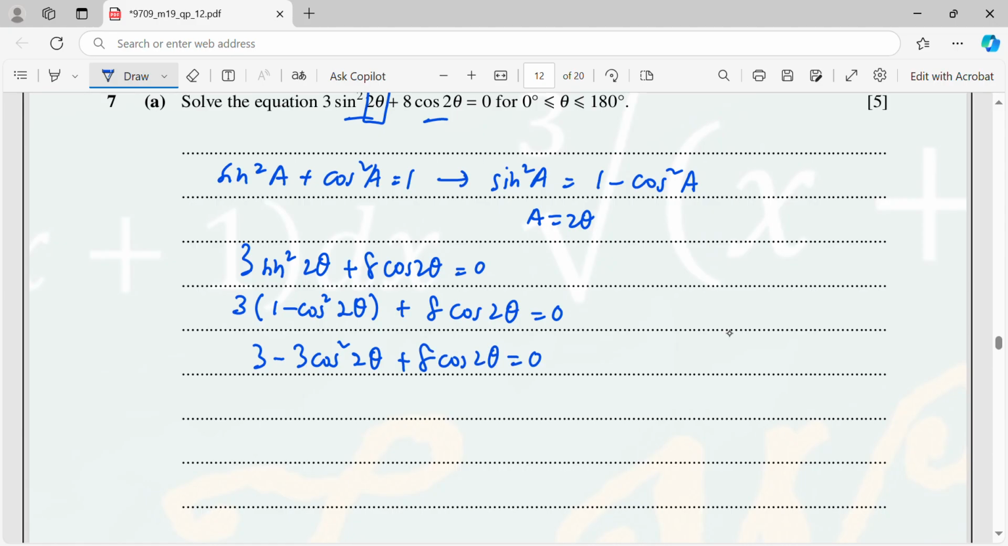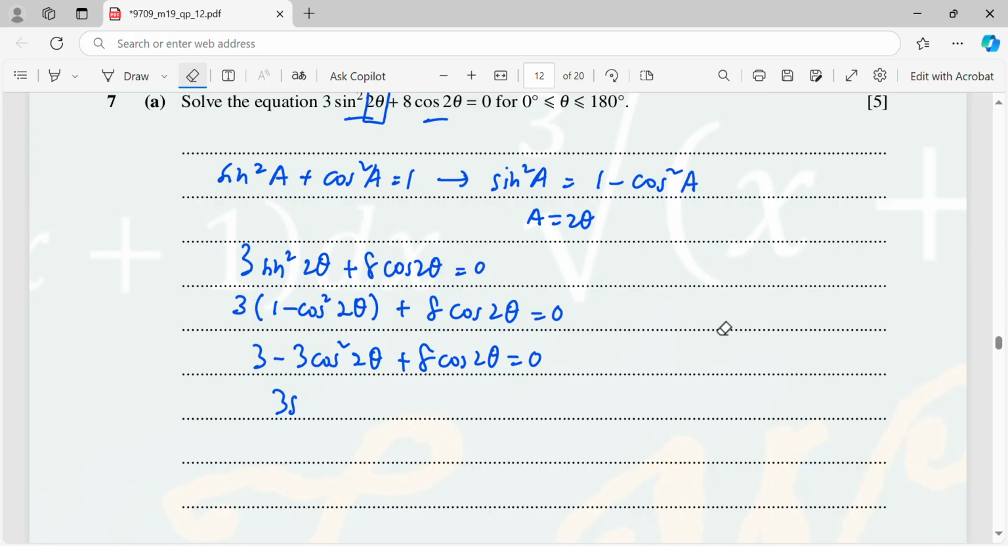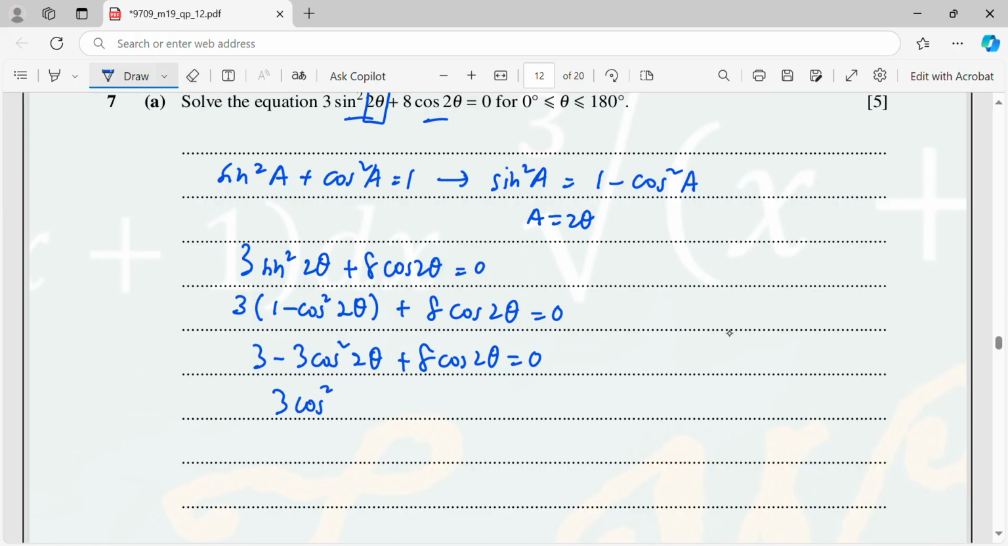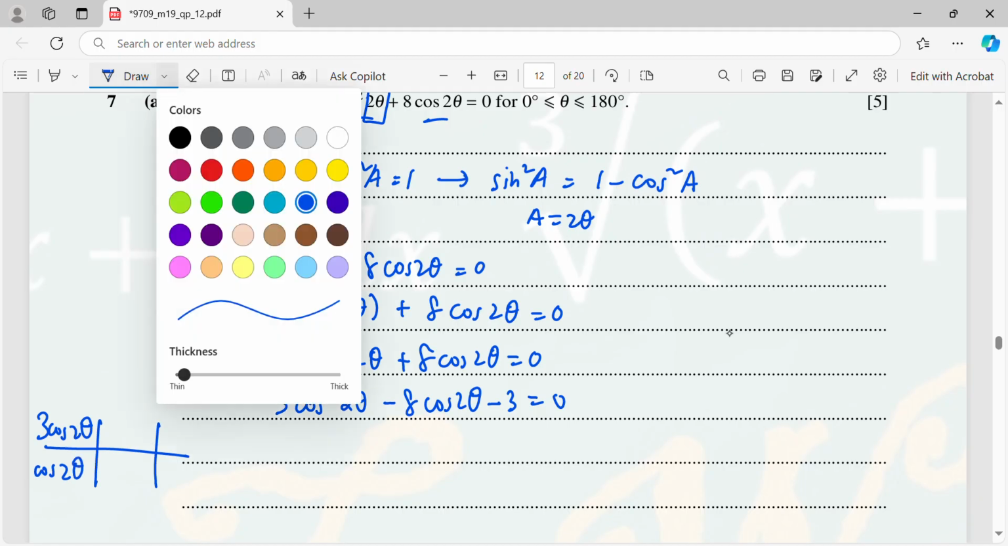Then move all the terms to the right side to get a positive coefficient of cos squared. So I will be getting 3 cos squared 2 theta minus 8 cos 2 theta. The positive 3 moves to the other side and becomes minus 3. Okay, then from here, this quadratic can be factorized. Instead of the quadratic ax squared plus bx plus c, now the x becomes cos 2 theta. So now I can factorize 3 cos squared 2 theta into 3 cos 2 theta multiplied with cos 2 theta. And then look at the sign here.